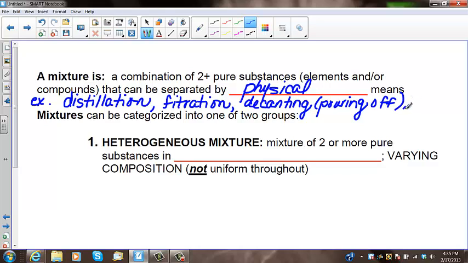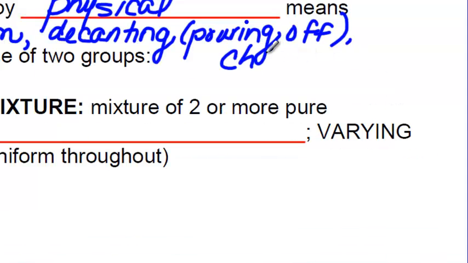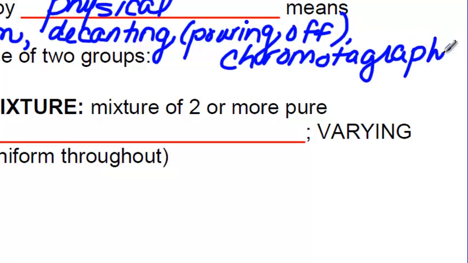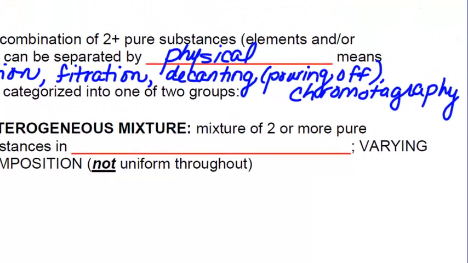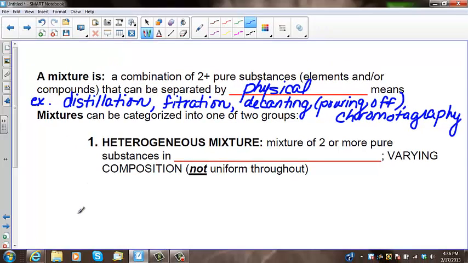And another is, and we talked about this in another unit, chromatography. And you did that in biology, where you separate a mixture based on the polarity and the size of the molecules in the substance. Okay, mixtures can be categorized into one of two groups.